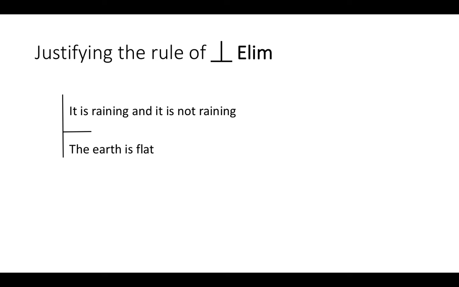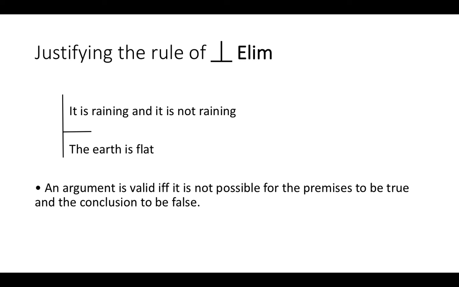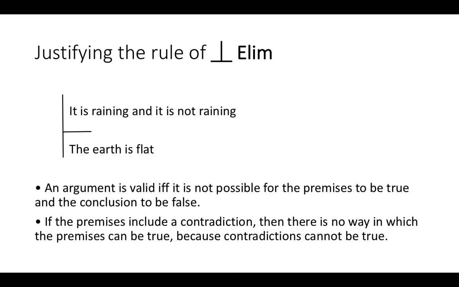This may not be the most helpful argument you'll encounter all day, but it's certainly valid. And so is any argument that has a contradiction among its premises. Here's why. It basically follows from the definition of validity. An argument is valid if and only if it's not possible for the premises to be true and the conclusion to be false. But if the premises include a contradiction, then there's no way in which the premises can be true, because contradictions cannot be true. And so there's no way in which the premises can be true and the conclusion false.